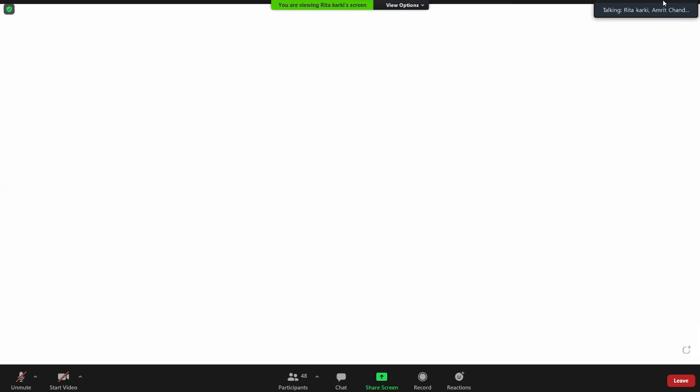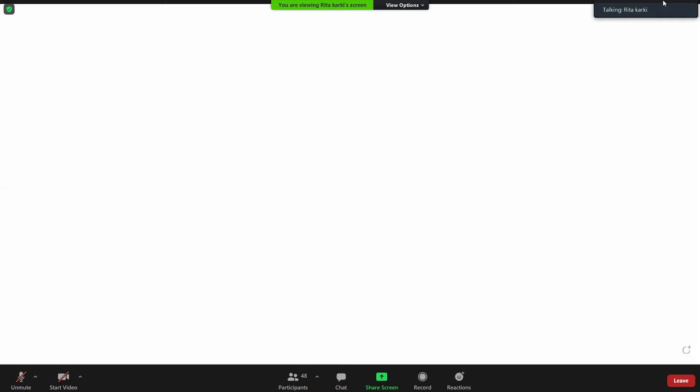Change of velocity. Acceleration is what? Rate of change of velocity. Rate of change of velocity means acceleration is equal to final velocity minus initial velocity upon time taken. That we have studied last time also. Yes, acceleration is equal to final velocity minus initial velocity upon time taken.